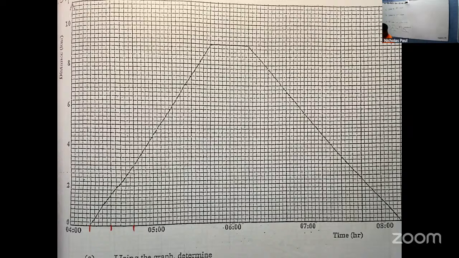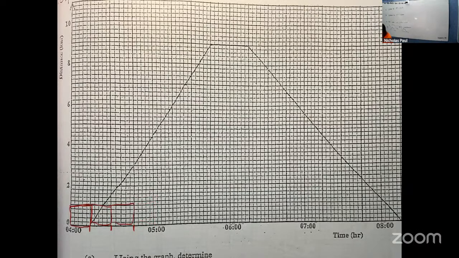4:15. Between 4 o'clock and 5 o'clock, how many blocks do we have? 4 big blocks, right? 1 block here, 2 blocks here, 3 blocks here, 4. So you break up the time into 4 equal parts. 60 divided by 4 is how much? 15. So every big block is 15 minutes.